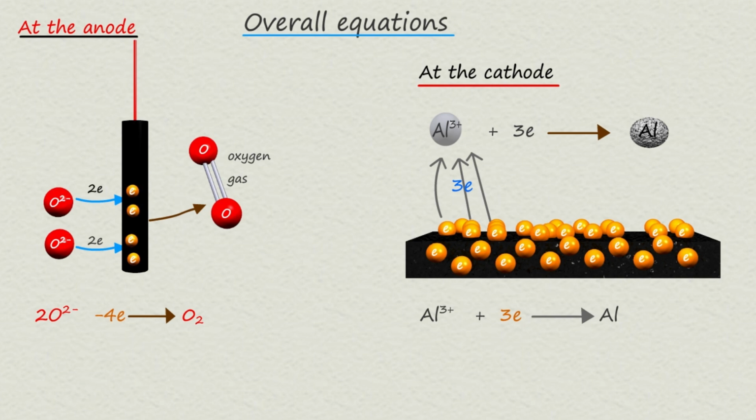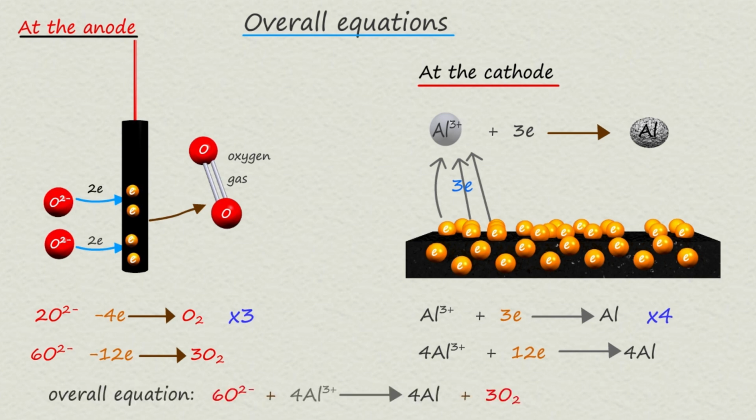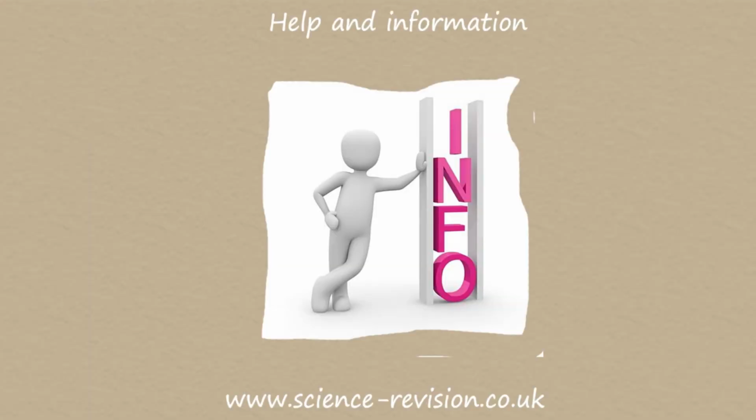Now to balance these 2 half equations, simply multiply the anode half equation by 3 and the cathode half equation by 4. This will result in 12 electrons being present in both half equations. Now to get the overall equation for this redox reaction, simply combine the 2 half equations. The 12 electrons being present in both sides of the equations will simply cancel each other out.